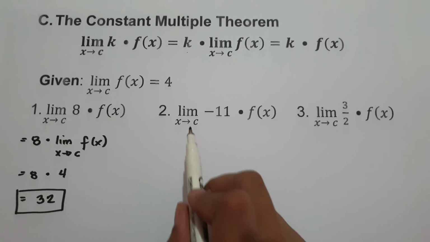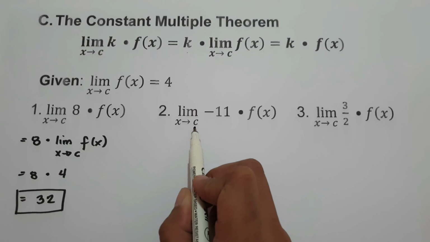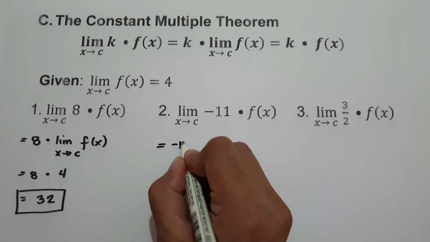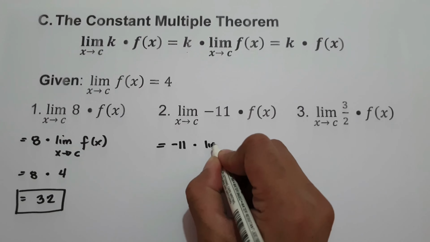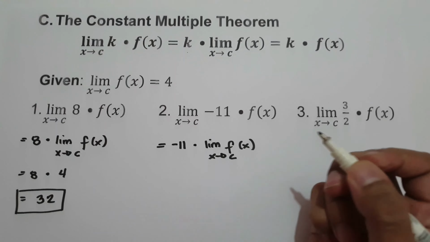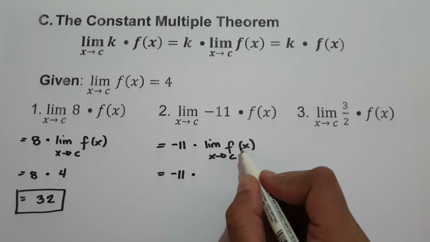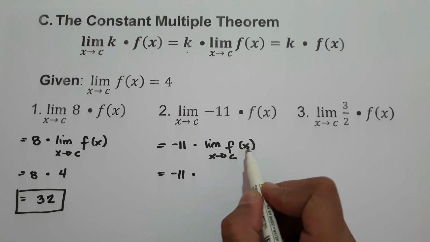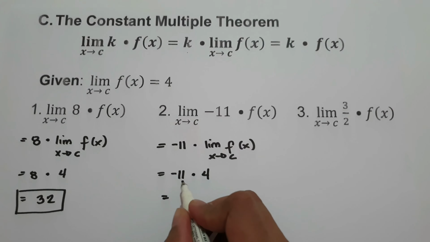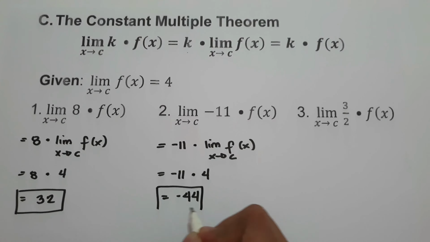The next one is the limit of negative 11 multiplied by f of x as x approaches c. To simplify this one, we are going to have negative 11 multiplied by the limit of f of x as x approaches c. So let us write negative 11 multiplied by this function. The value of the limit of f of x as x approaches c is equal to 4. So therefore, we have negative 11 times 4, that is negative 44. And this will be our answer.